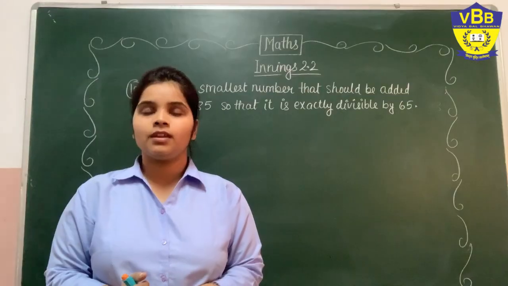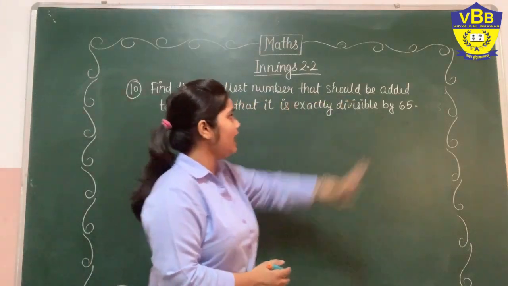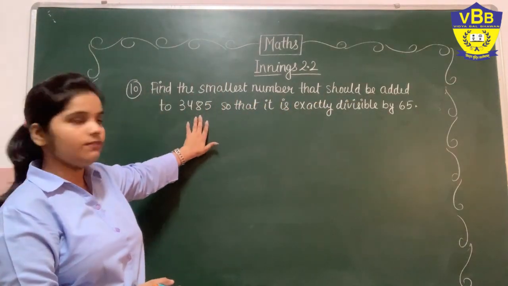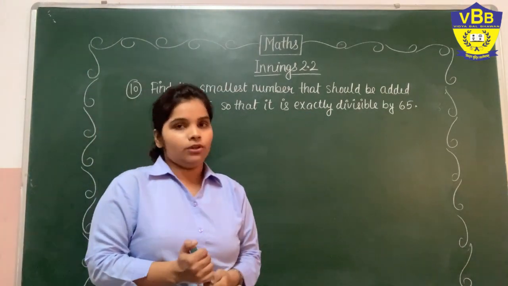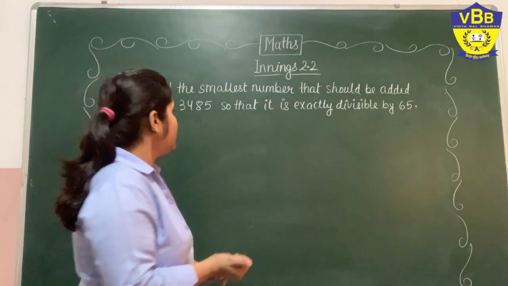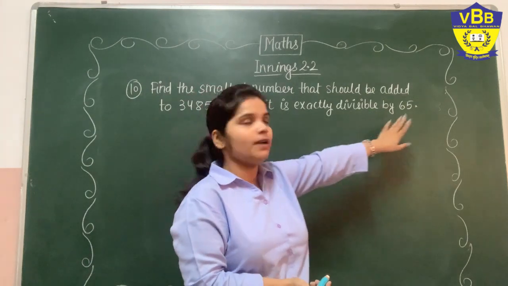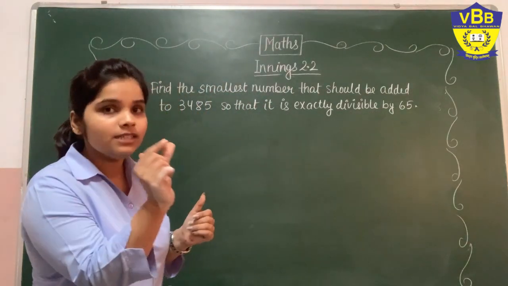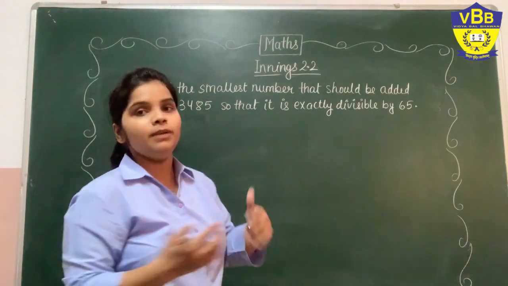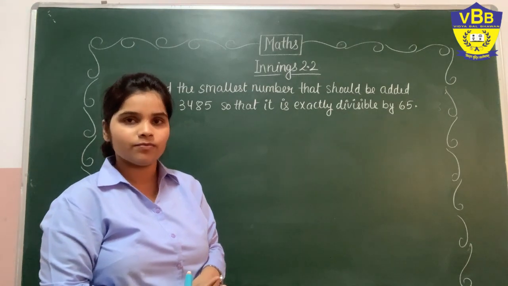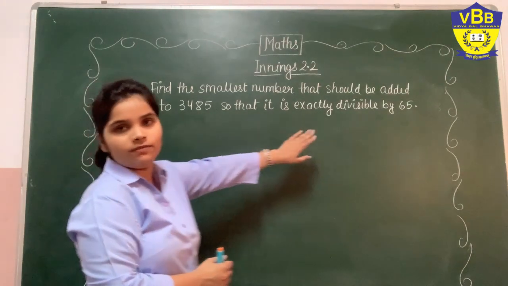Understood? So our next question is, find the smallest number that should be added to 3,485 so that it is exactly divisible by 65. Look, one thing is very clear from the question, that this number 3,485 is not exactly divisible by 65. You need to add some number to 3,485 so that it becomes completely divisible by 65. To check that, you need to divide this number by 65 first.